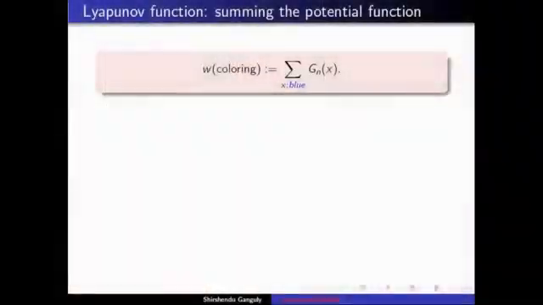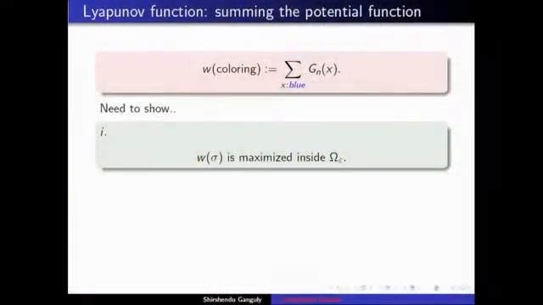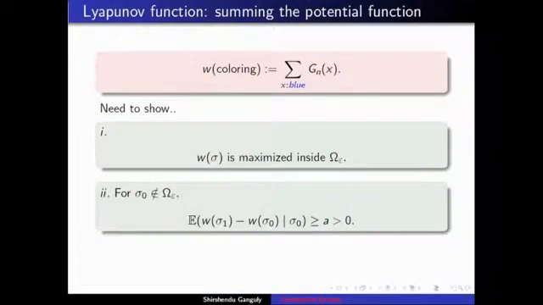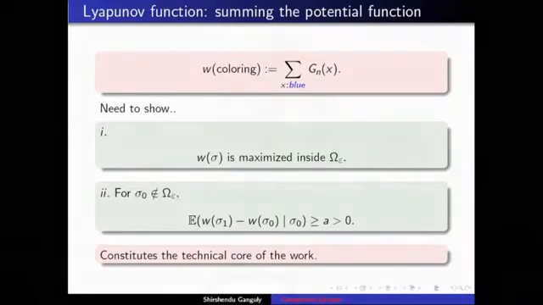Okay, so a natural candidate for W should be this function, that is, the sum of Gn over all the blue sites. So you have some coloring, you have some function on the graph, and then you look at the sum of Gn over all the blue sites. I said that W should have these two properties, that W is maximized in omega epsilon, and that it increases on average when you're starting outside. These two things actually constitute the main body of the work. They are technically challenging things to prove.